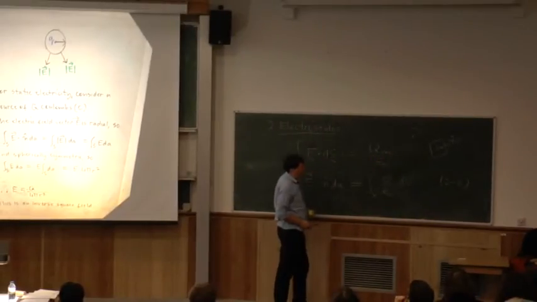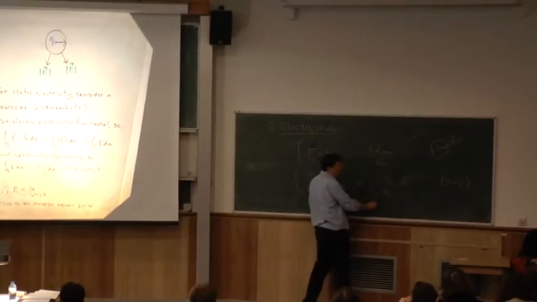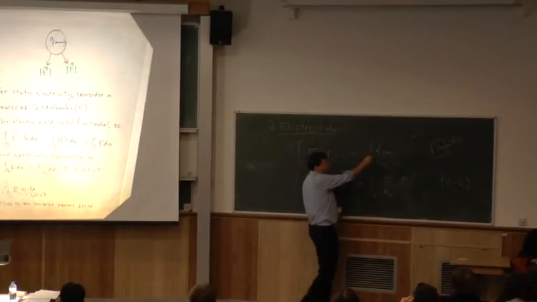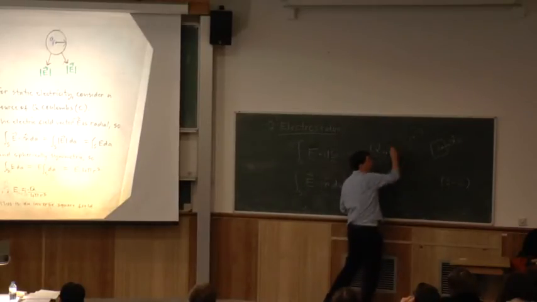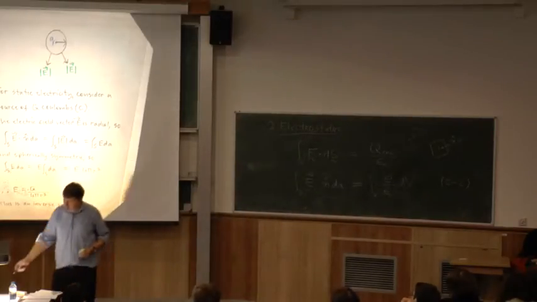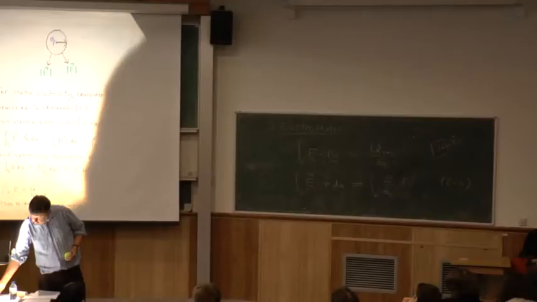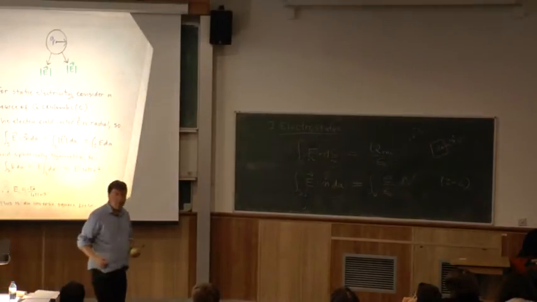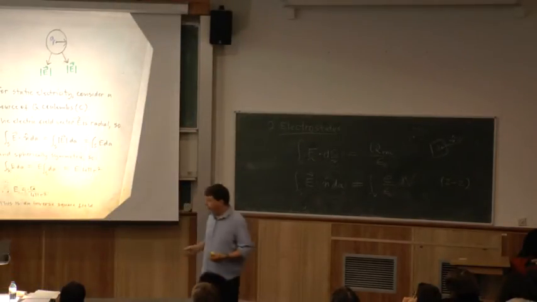If we've got a point charge at the origin, we don't need to even bother with doing an integral. We've just got a point charge at the origin, which is enclosed by the sphere, and therefore the right-hand side is just Q over epsilon naught. So this gives us the electric field, and this gives us the well-known inverse square law.